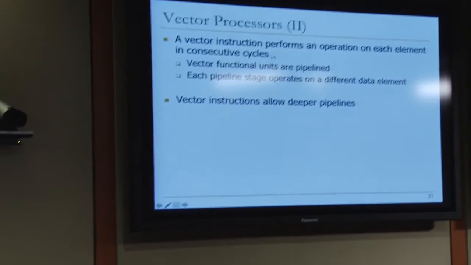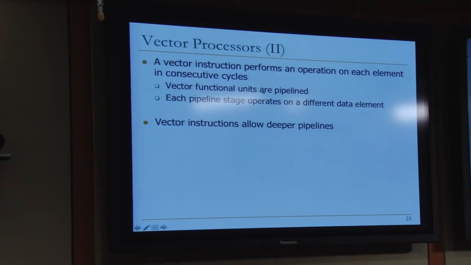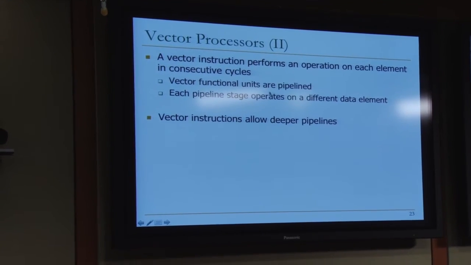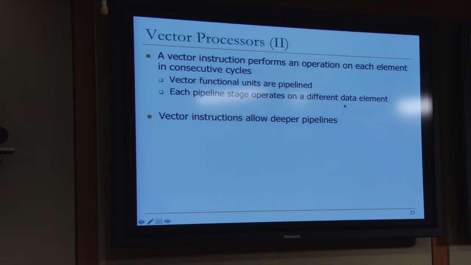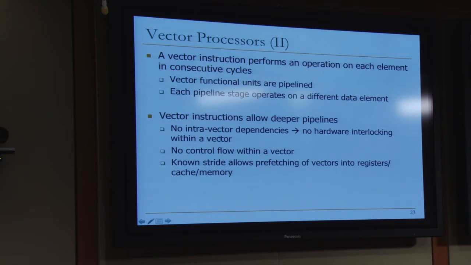A vector instruction performs an operation on each element in consecutive cycles. This is a vector processor, not an array processor. And vector function units are pipelined. Each pipeline stage operates on a different data element. It can, because data elements are independent, right? That's the beauty of this. Because data elements are independent, vector instructions are actually a lot deeper pipelines. There are no intra-vector dependencies.